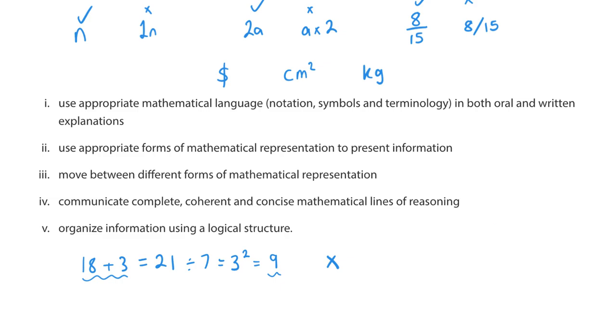So instead, we might want to see 18 plus 3 is 21. 21 divided by 7 is 3. And 3 squared is 9. So working down the page, not across. Clear reasoning may also link to worded reasoning, especially if the command terms are describe, discuss, explain, or justify.